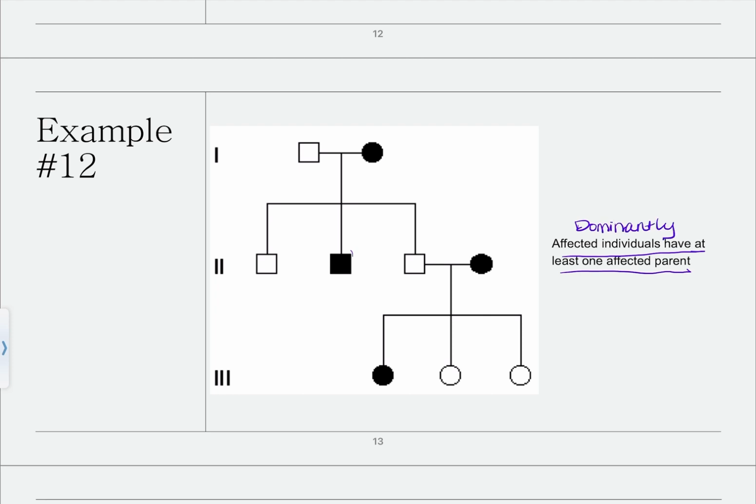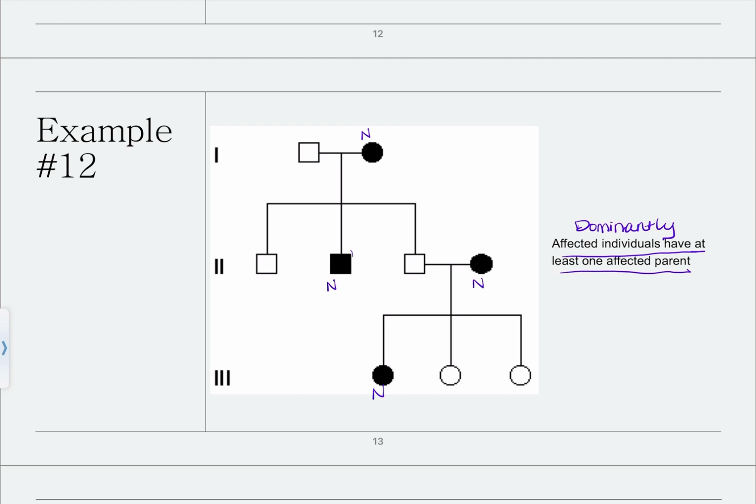So that means that if you're affected, all you have to have is one dominant allele. You could also have two dominant alleles in order to be affected. So let's stick with the big nose. If you have a big nose, you're shaded in. That just means that you have to have at least one dominant allele. You could have a second dominant allele, or you could have a recessive allele. Okay, so we'll start with that information.